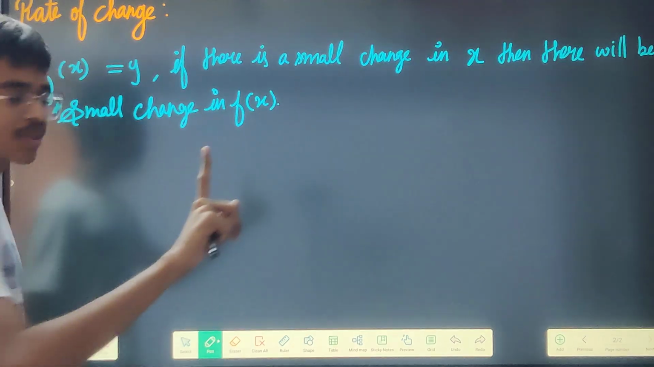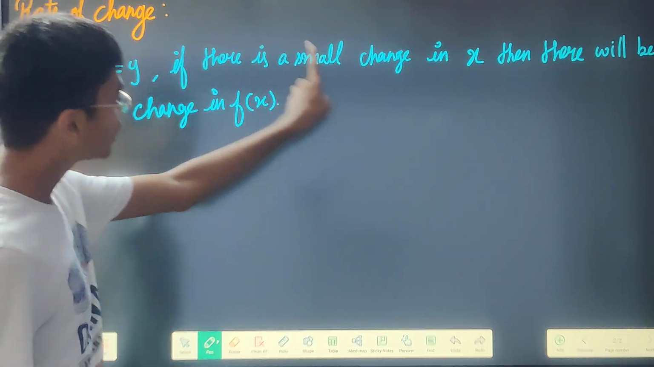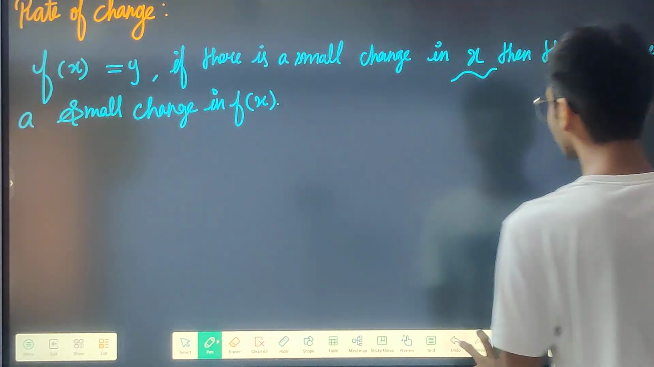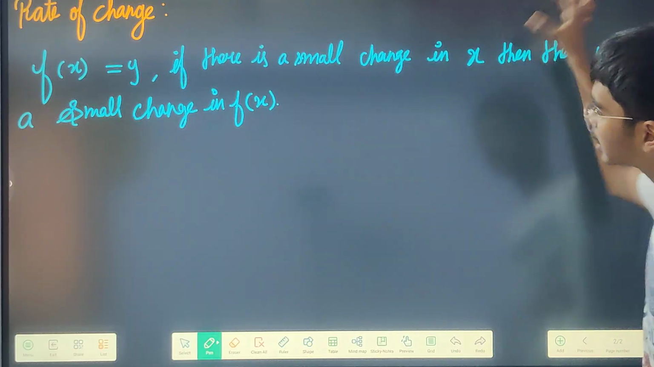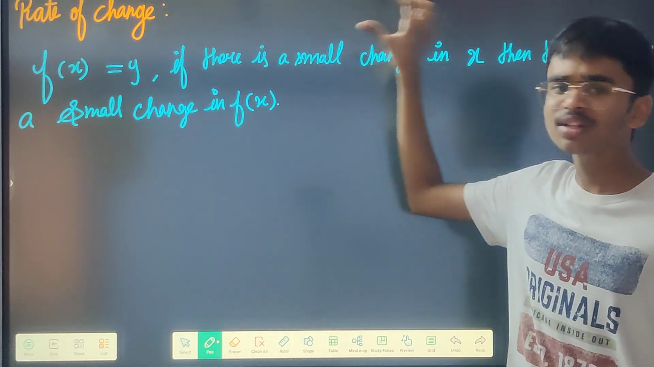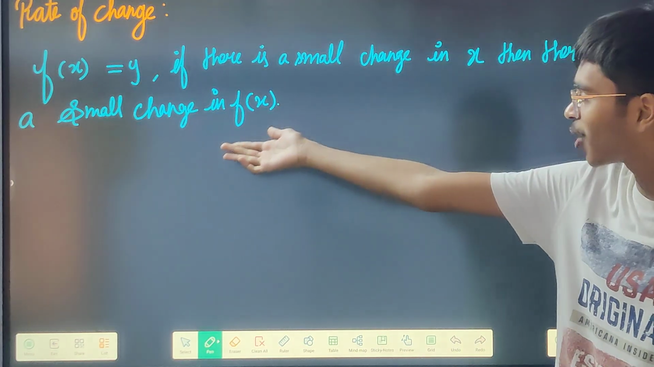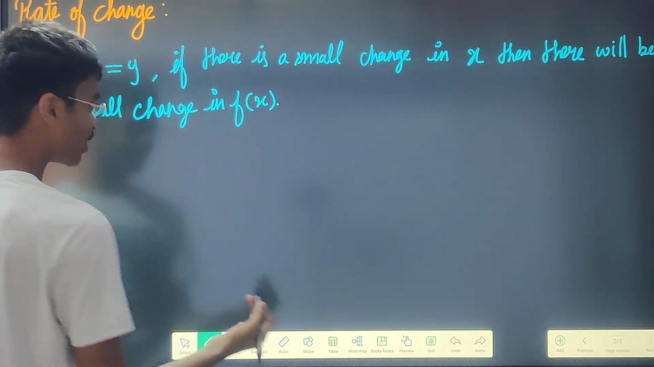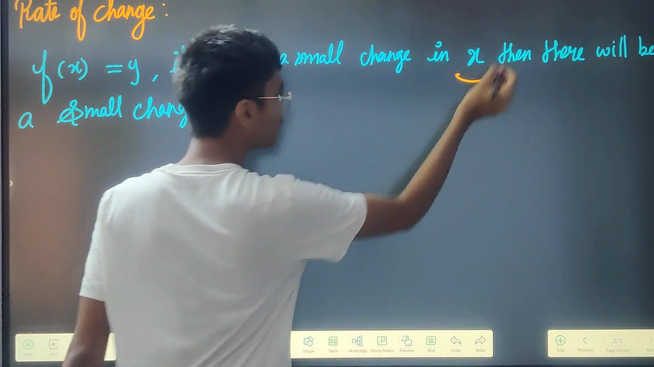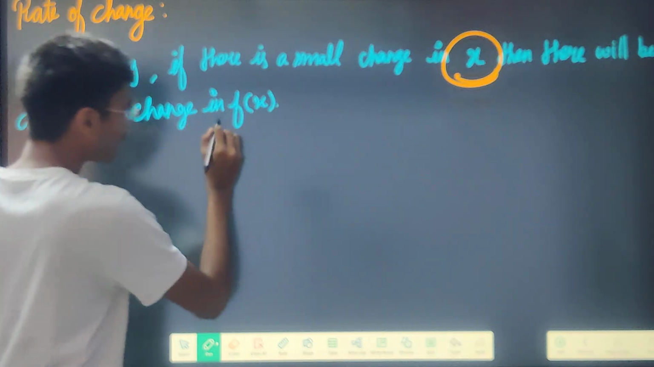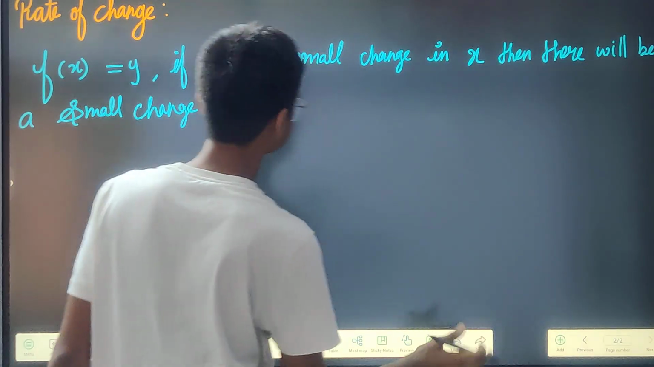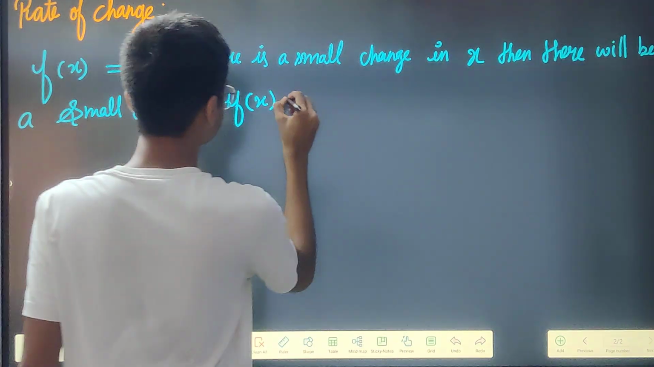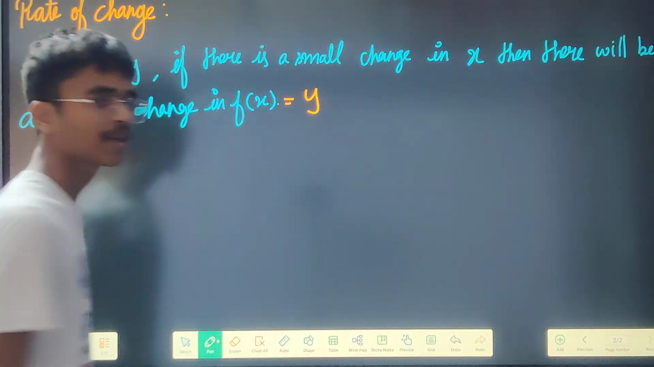So this is what it is, and there will be a change. That means here the driving force is x, because whenever there is a change in x only, you will get a change in f of x. If there is no change in x, then there will not be any change in f of x. So x will be in the denominator, and f of x will be in the numerator. That's it, very simple. And f of x is equal to y.